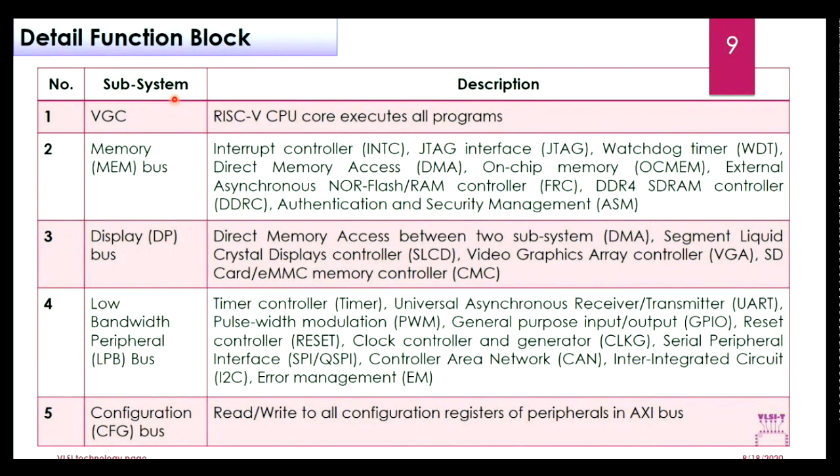Our system is divided into five subsystems. The five subsystems are grouped together: the VG CPU as one subdomain, and the memory bus, display bus, low bandwidth peripheral bus, and configuration bus. For the details of the IP functions, you can see the table.